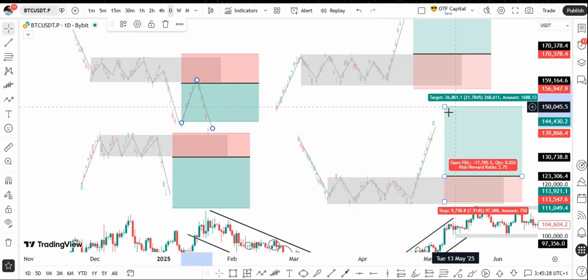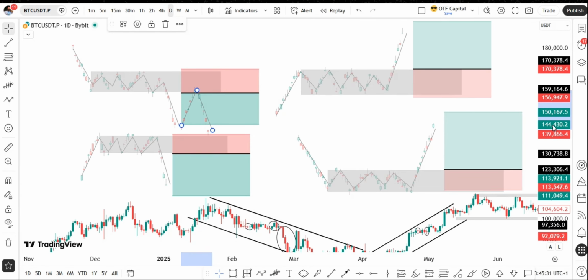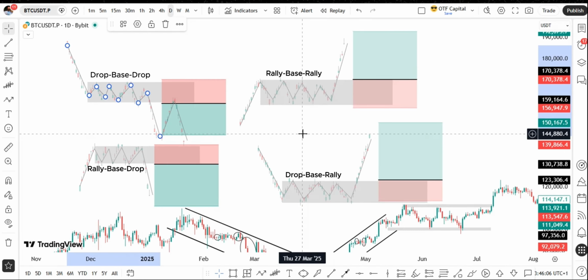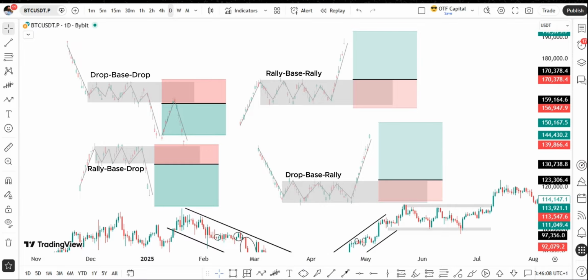The same with other formations. So this is what? This is drop base drop. This is rally base drop. Then this is rally base rally, drop base rally. Take down notes or even a screenshot.